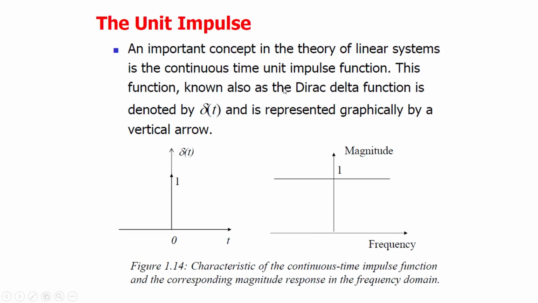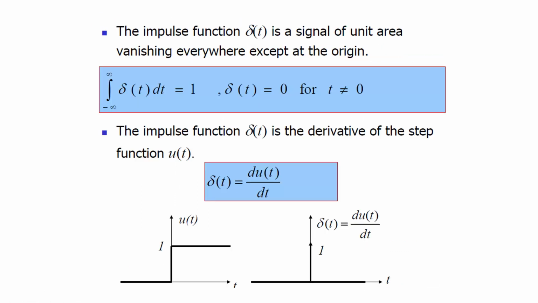So this is the unit impulse function, and the frequency response of the delta function is a flat response. All right, we will discuss these things in detail when we do the Fourier transform. The impulse function delta t is a signal of unit area, right? And one more definition is there. The impulse function is also the derivative of the step function. If we take the derivative of the unit step function, you will also get the delta function.